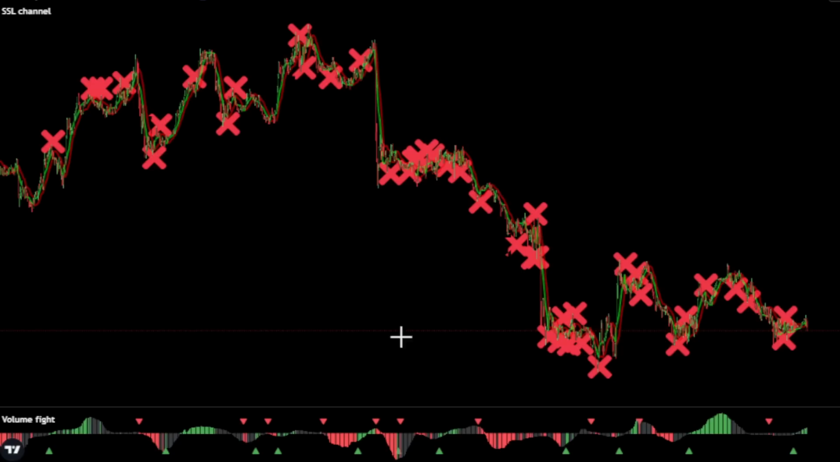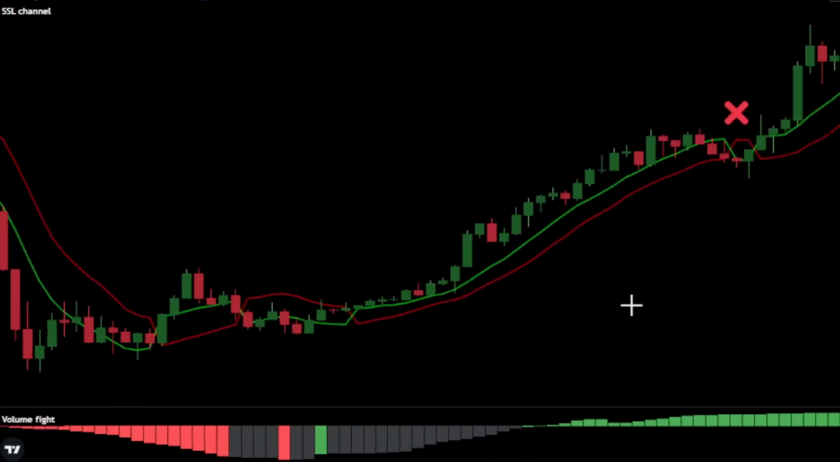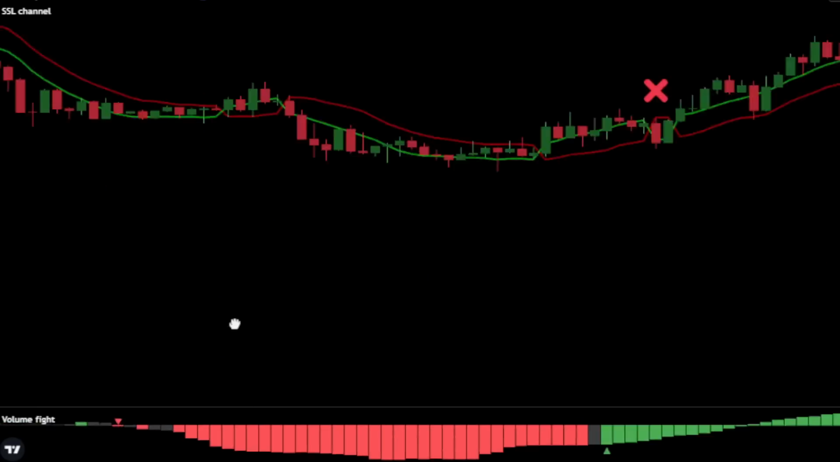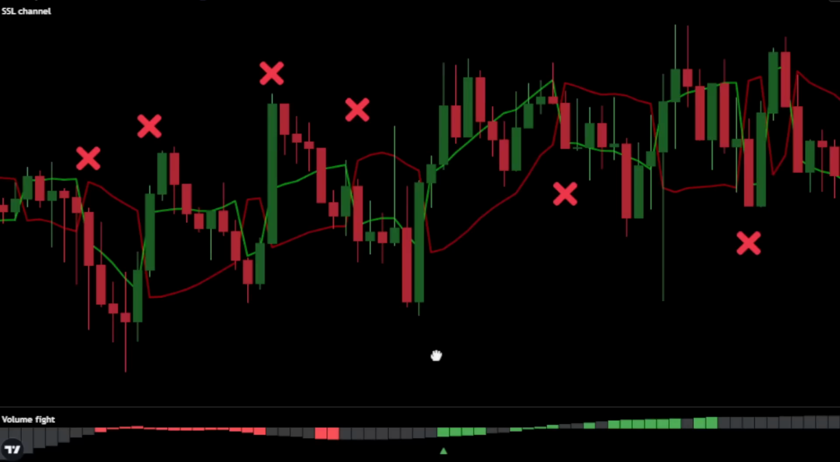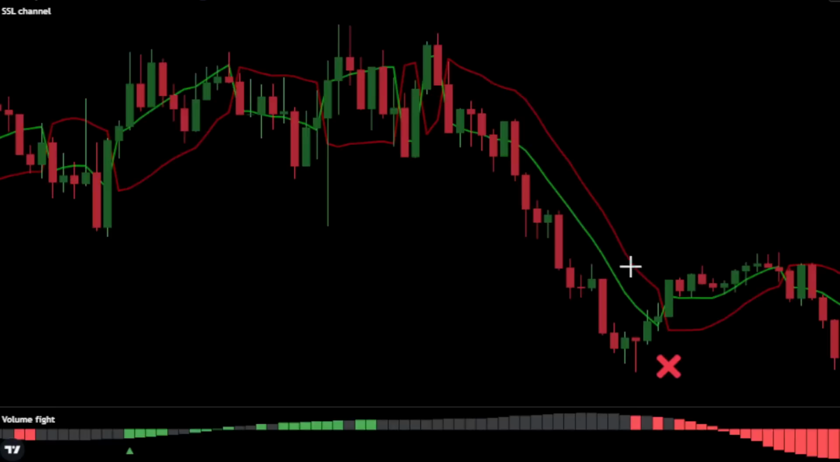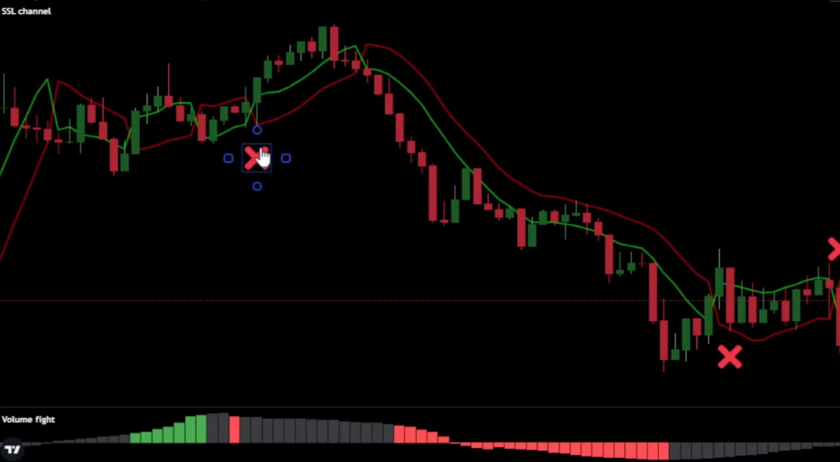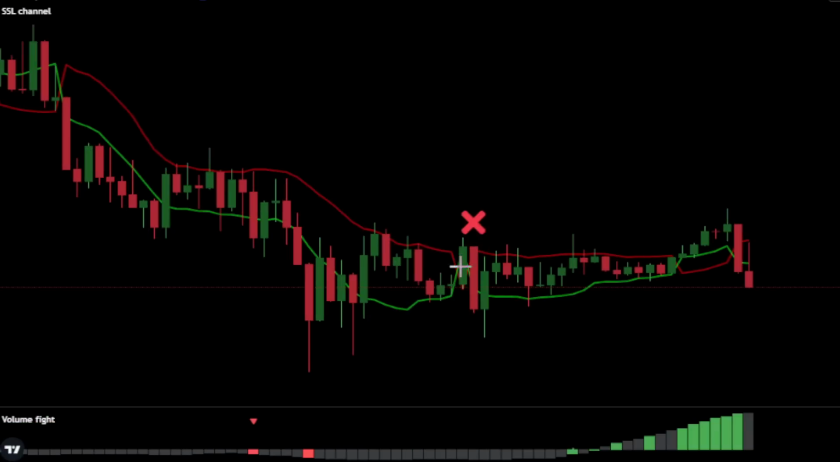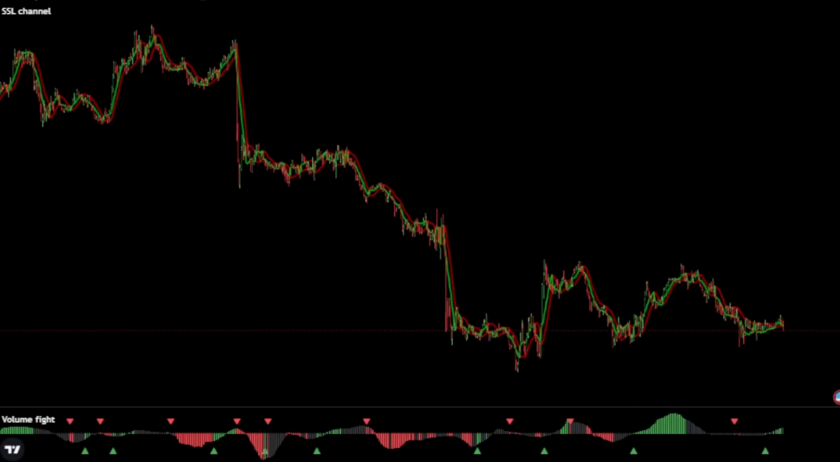I would like you to see how we are going to eliminate all these signs of false entries. Look at this area that is full of false entries that make you lose a lot of money. With this volume indicator we have saved a lot of money. So how do we go about taking long and short trades?